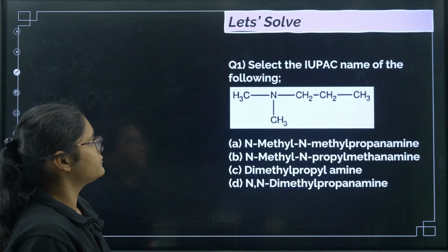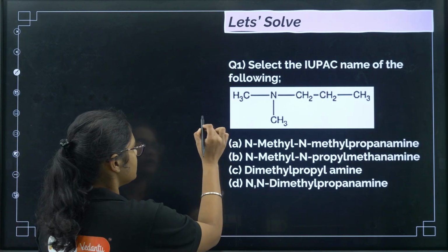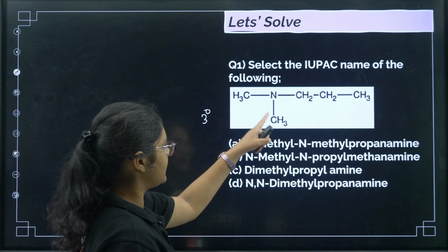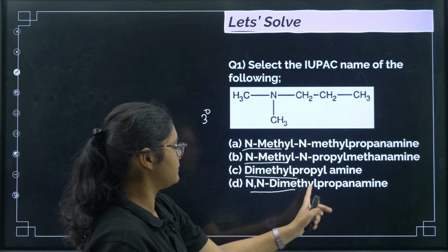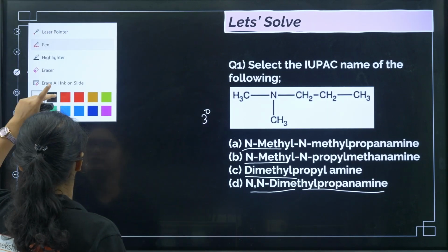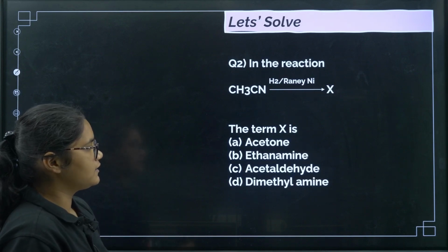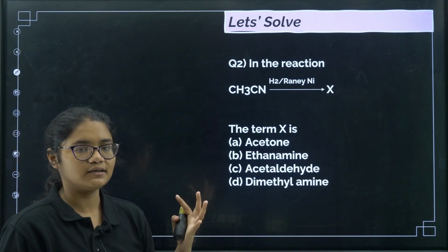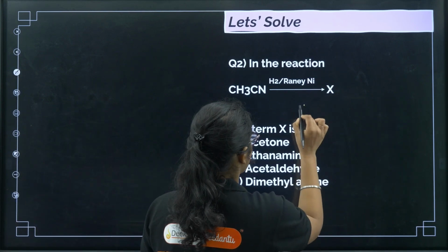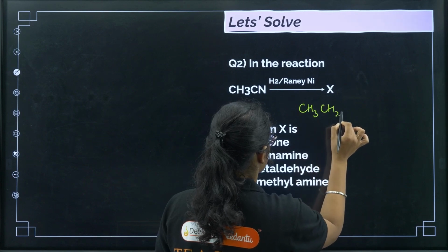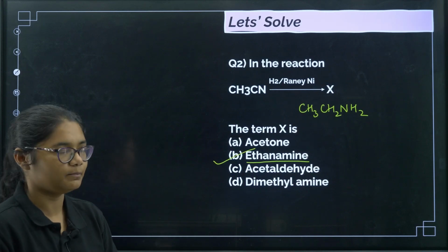First let us do this question. Select the IUPAC name of the following. You can see this is a tertiary amine, so we can have N,N-dimethyl. This is wrong, this is wrong, this is wrong. N,N-dimethylpropanamine, so the correct answer is option D. Next, you have CH3CN with H2 nickel. Just now we have seen that the CN group can be reduced to amines. So I'll get CH3CH2NH2, that is ethanamine. So the correct answer is option B.